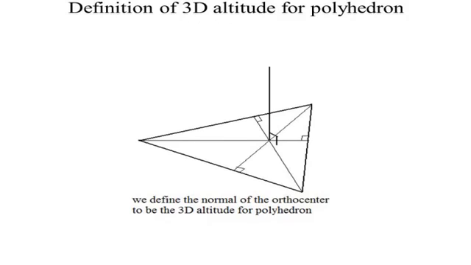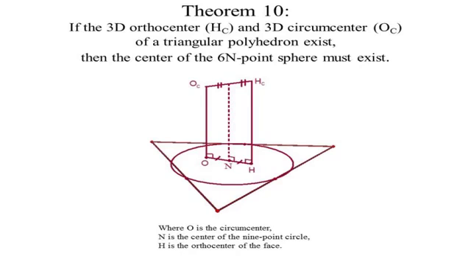And before we start our study on polyhedra, since it's not easy to define the height of a polyhedron, we try to define the 3D altitude to be the normal at the center of the polyhedron. And we have theorem 10. If the 3D orthocenter HC and the 3D circumcenter OC exist, the center of the 6N-point sphere will exist as well.